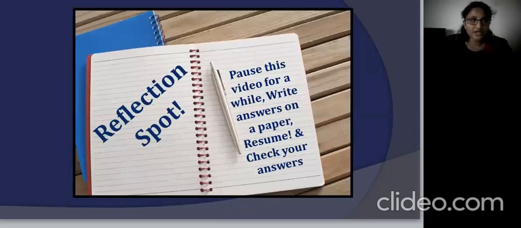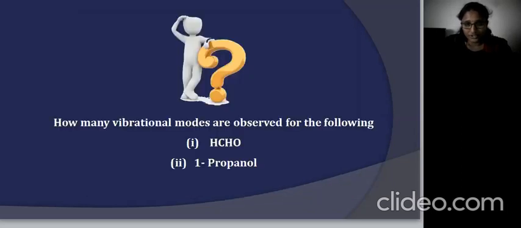Now comes the reflections part. I think you are familiar with the reflections part. What you have to do in the reflections part, you might have known. Calculate how many vibrational modes are observed for the following compounds: formaldehyde and 1-propanol.